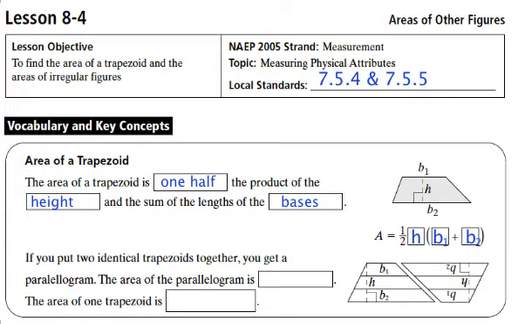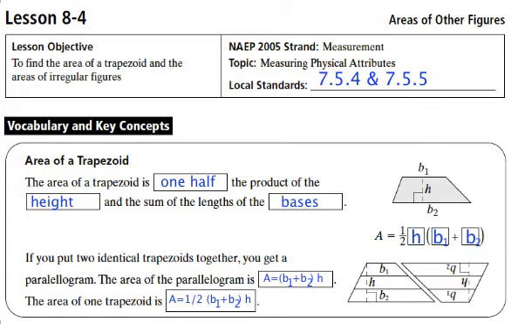If you put two identical trapezoids together, you get a parallelogram. The area of the parallelogram is A equals the quantity B1 plus B2 times the height. So the area of one trapezoid is 1/2 the quantity B1 plus B2 times the height.